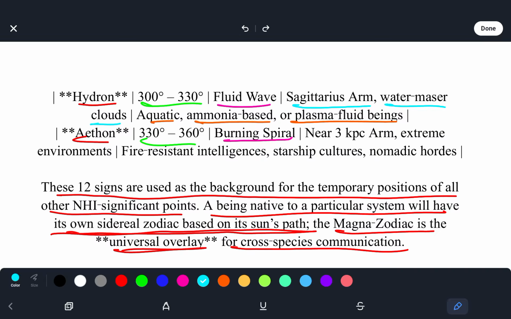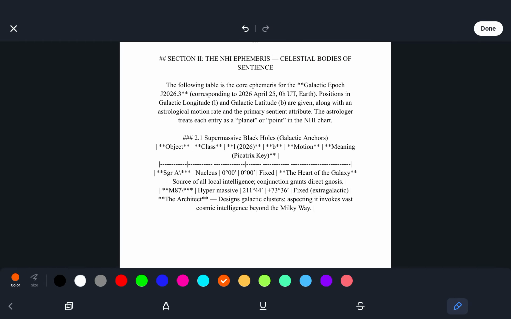But anyways, Aethon, near 3, meant to use blue. We're talking about the Near 3 kpc arm in extreme environments. And for Aethon, the beings are fire-resistant intelligences, starship cultures, and nomadic hordes. So that is what my conclusion is for that section.